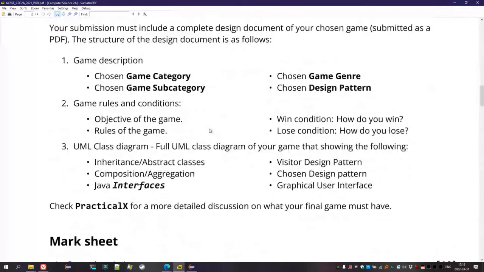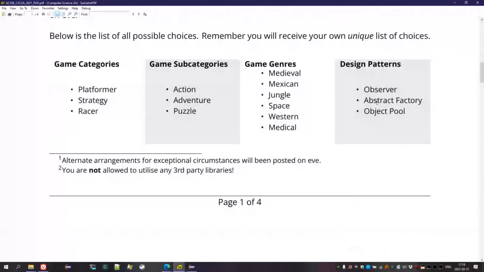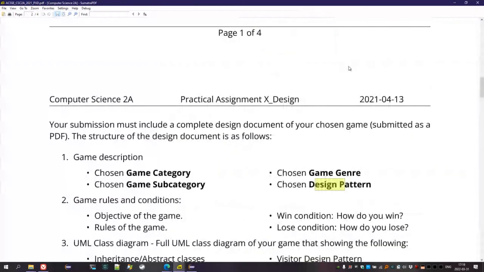So what is your design going to be? It's going to be a description of the game you're designing, whatever you're going to do for Practical X. You're going to choose a category, a subcategory, the genre, and a design pattern. Now, it's important to note that whichever design pattern you choose, we're going to see whether or not you implement that correctly in your game design. It has to be one of the ones that are given to you. So if you are only given the choice of an abstract factory and object pool, you have to choose one of those two. Obviously, you can't choose observer if it's not in your pool of choices. So that's just the first part.